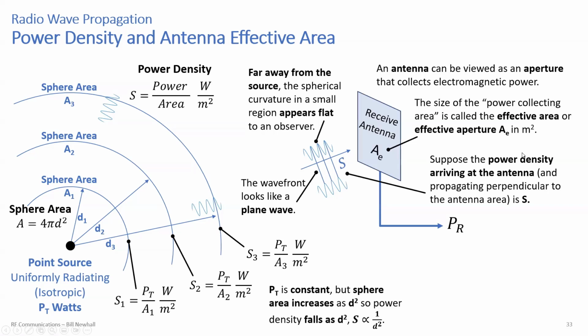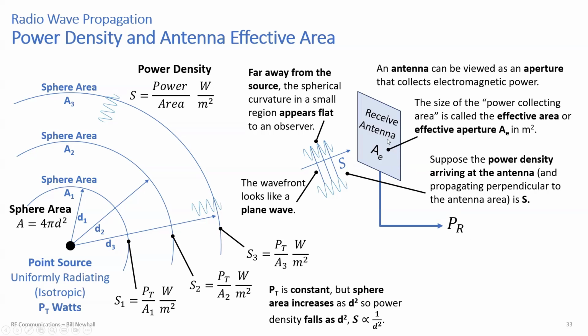So suppose you have a power density arriving at the antenna of S. And let's suppose that antenna is oriented so that propagating power is perpendicular to the antenna area. So if you drew a line out from that point source out to this antenna, that line would be perpendicular to that plane of the receive antenna aperture.